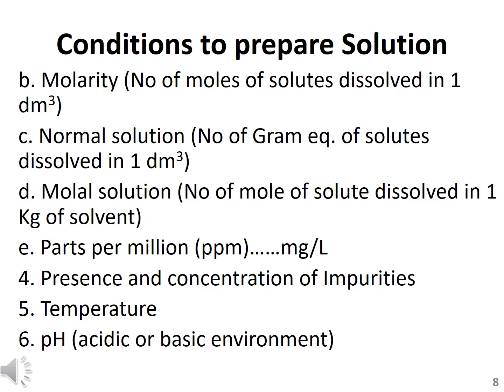that contains the solute. The next one is the normality. Normality is actually expressed as the number of gram equivalents of solute that will be dissolved in 1 dm cube of the solvent. In normal solution we will be dealing with two kinds of information. Number one, the number of gram equivalents of the solute, and number two, the volume of the solution.